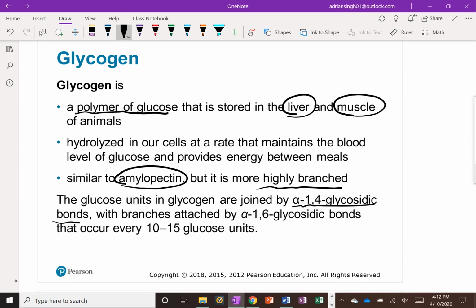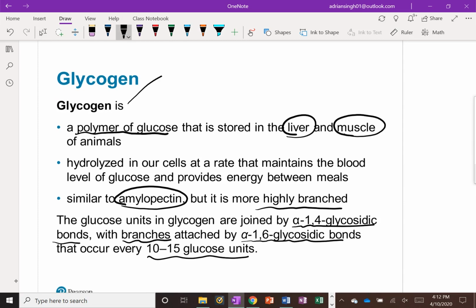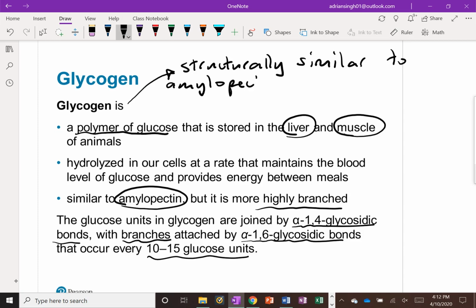bonds that keep the chain together, and then occasionally, but happening actually more frequently now, we're going to see the alpha-1,6 glycosidic bonds that are due to the branches, that they're going to occur more frequently than we would see in amylopectin. All right, so we can say glycogen is structurally similar to amylopectin, but more branched.